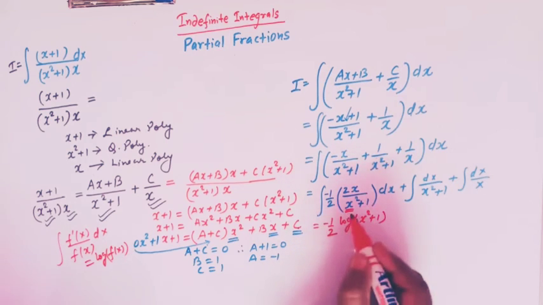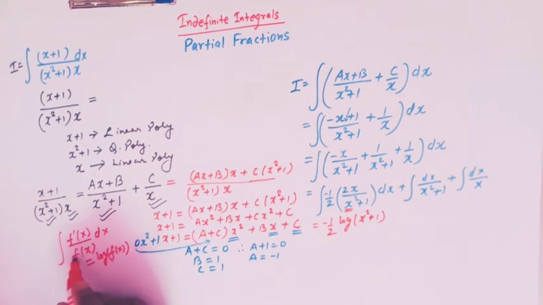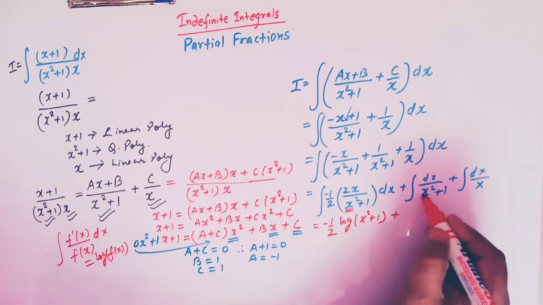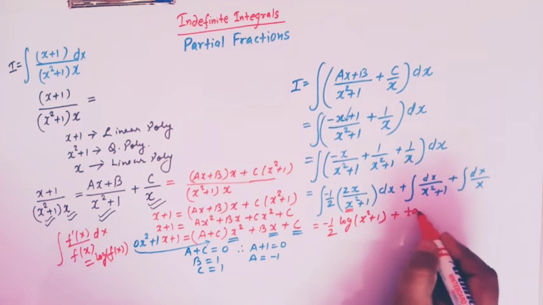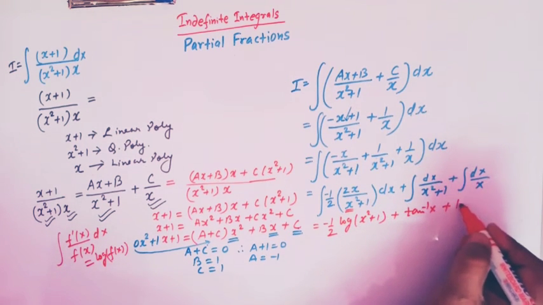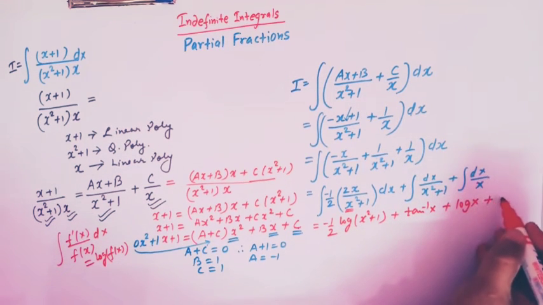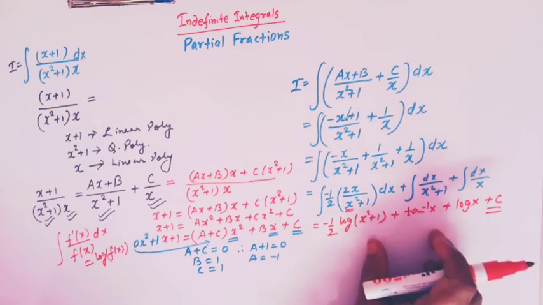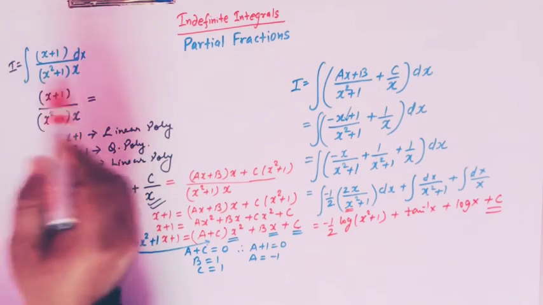So here f of x is equal to x squared plus 1. And the integral of 1 over (x squared plus 1) is tan inverse x, and the integral of 1 over x is log of x, and c is the constant of integration. So this is the value of this integral.